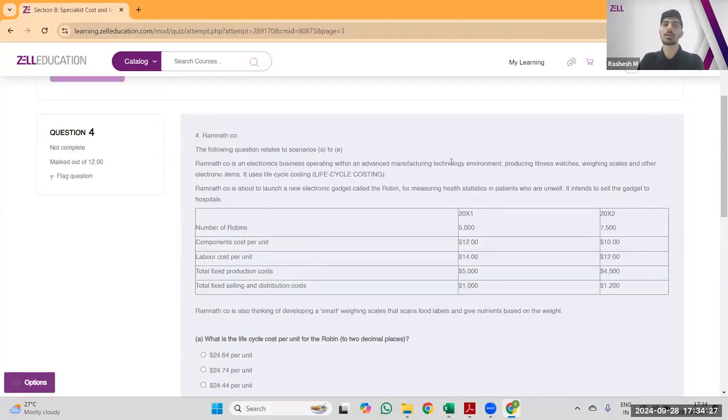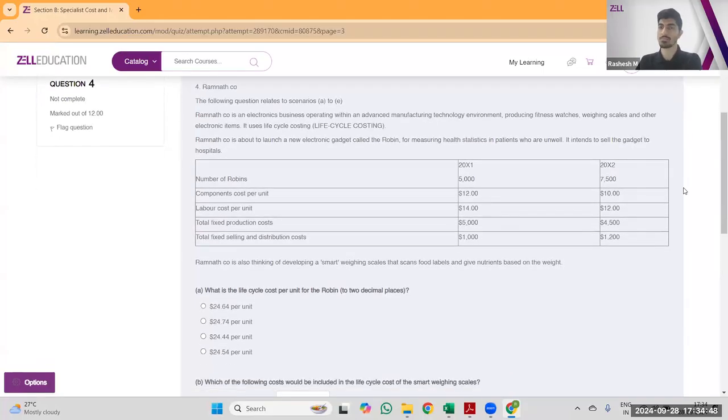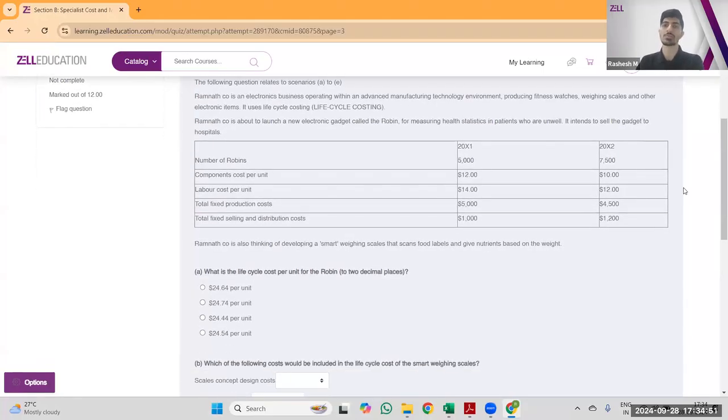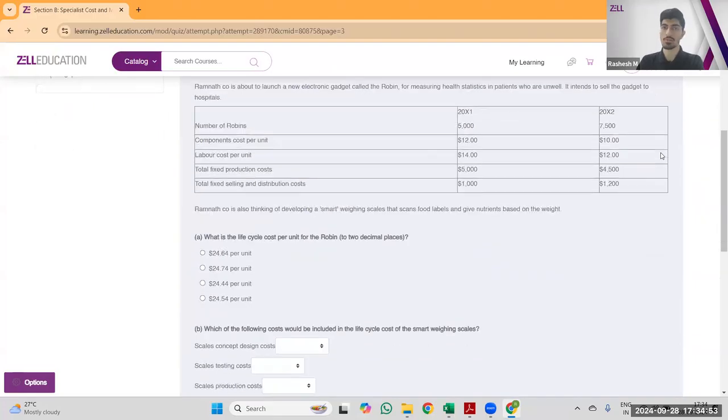Ramnath Company is an electronics business operating with an advanced manufacturing technology environment, producing fitness watches, weighing scales, and other electronic items. It uses life cycle costing. Ramnath Company is about to launch a new electronic gadget called the Robin for measuring health statistics in patients who are unwell. It intends to sell the gadget to hospitals.